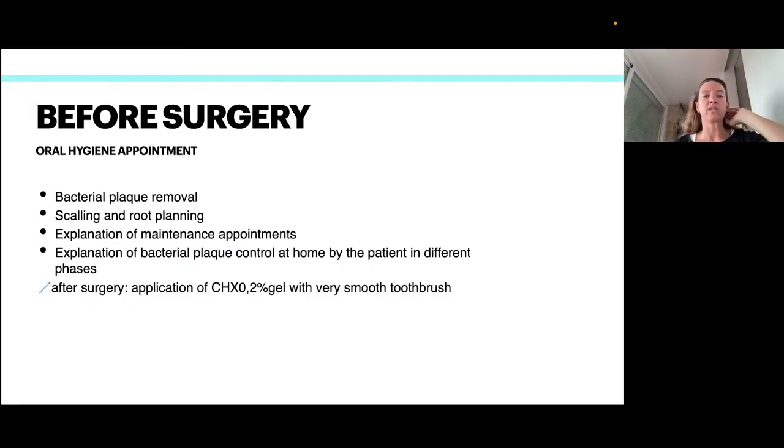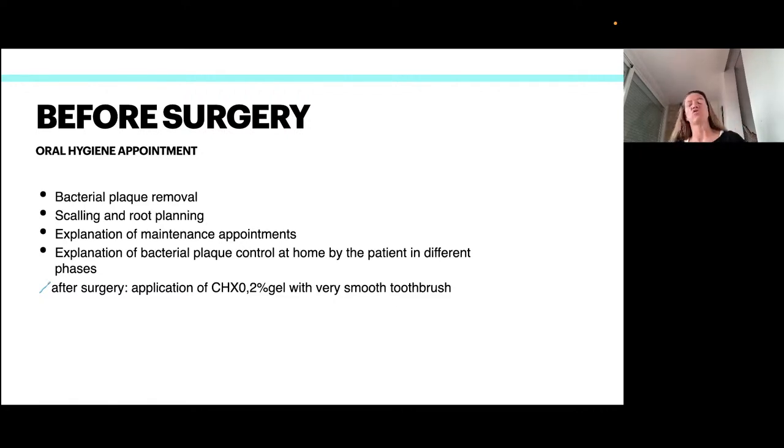As I said, we start before the surgery with an oral hygiene appointment where we remove all the bacterial plaque with scaling and root planing, and also we explain to the patients how the maintenance appointments are going to be. And this is very, very important also for them to understand that they will have a crucial role here. We have to explain how bacterial plaque control at home by the patients in the different phases is going to be done, and why it is so important.